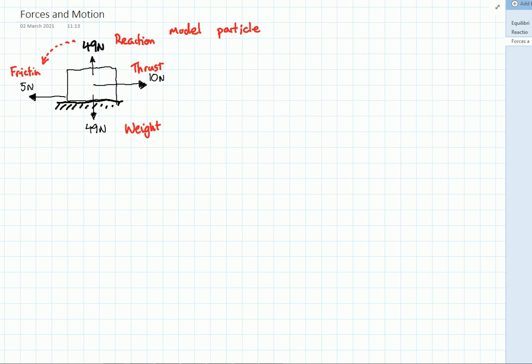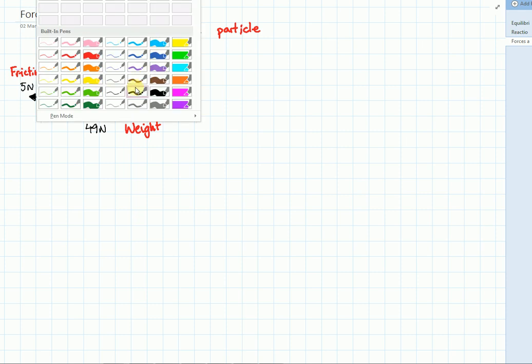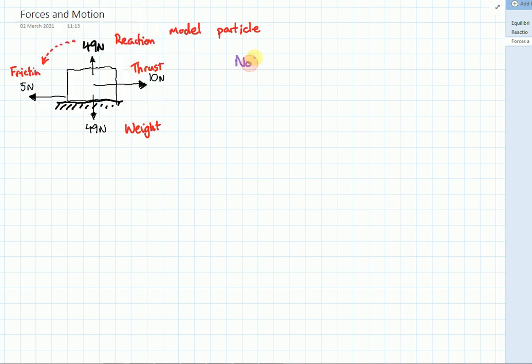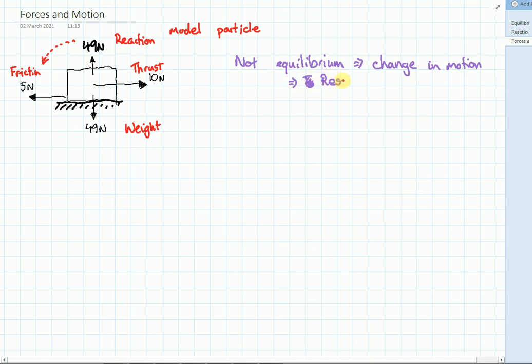So what we actually have is an imbalance. So we're not in equilibrium. That means we are going to cause some form of change in motion. And the change in motion is actually the force, the net force, or the resultant force, leads to acceleration.